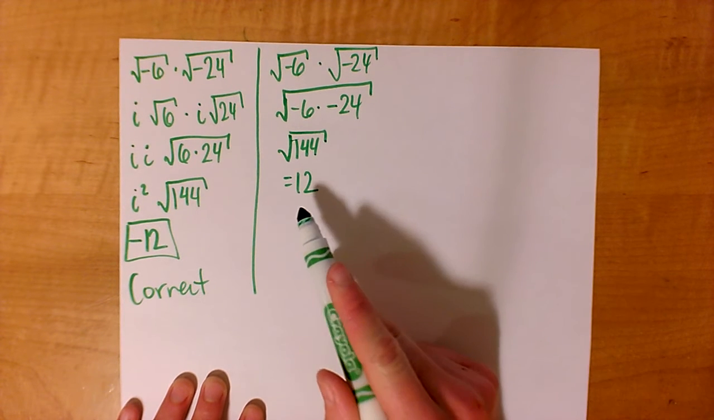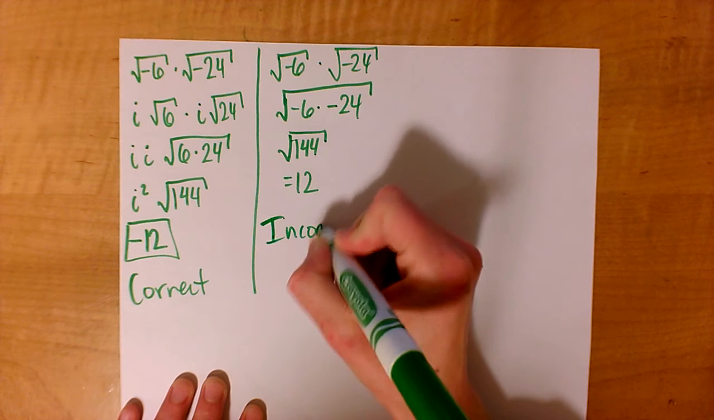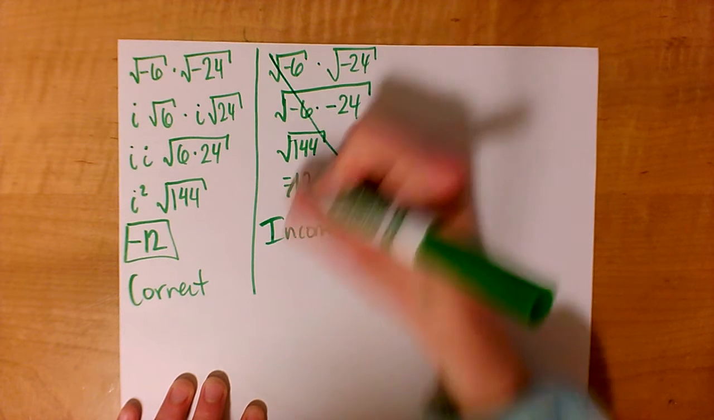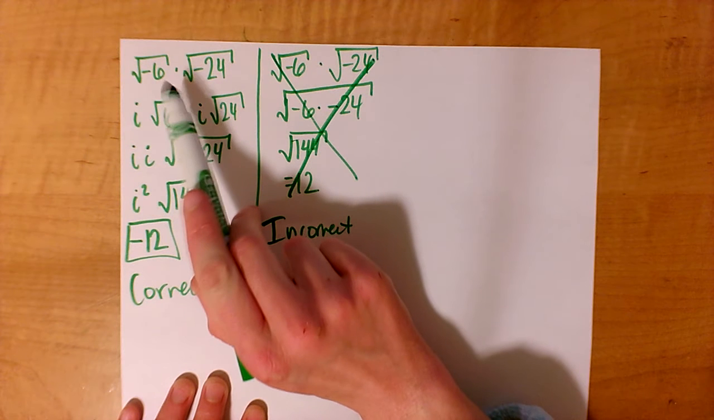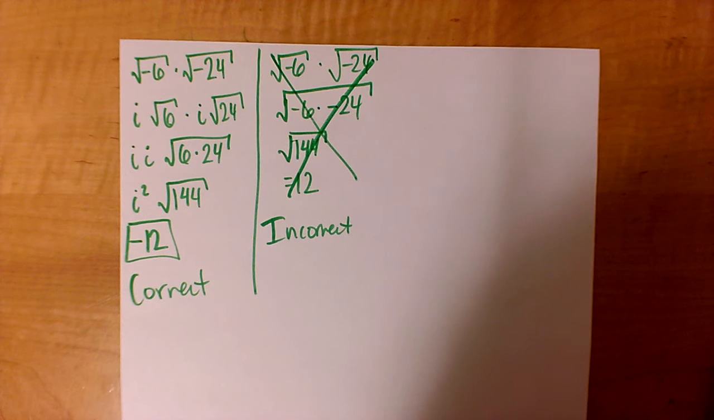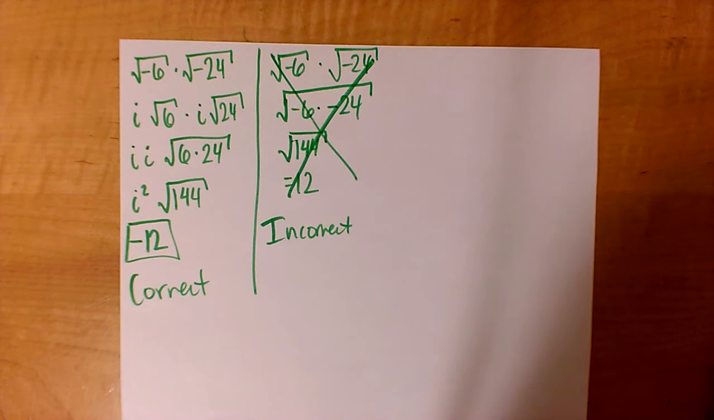Okay, so there's a big difference between the two answers. So this is incorrect. So you don't want to do it this way. So it does make a difference whether or not you pull your i's out first, and you should always do that first. Alright, so we're going to go on to the classwork and do as many of these as we can.